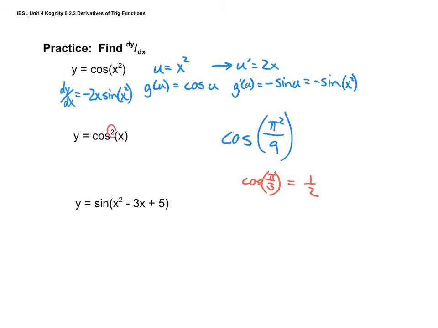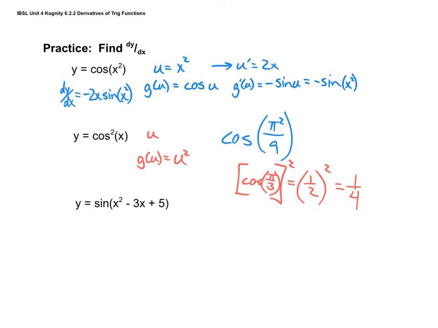And then I would be squaring it. So then I would take that and square it, and I would get 1/4. So you've got to be really careful with your order of operations in these cases, because the square is what we would do last. That's going to be your g of u. So u squared is our outer function here.